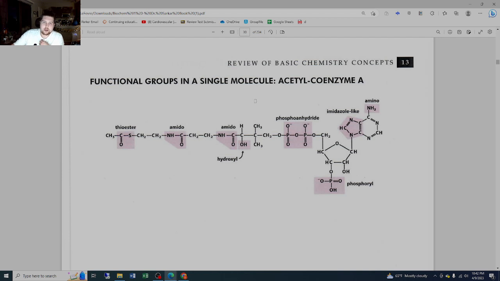Functional groups in a single molecule. This is just showing you that molecules can be huge. So we have all of these different groups here in this one single molecule, acetyl coenzyme A, acetyl CoA, which plays a very important role later on in the glycolytic pathway and the Krebs cycle that we'll get into. And that is the full chapter 1.